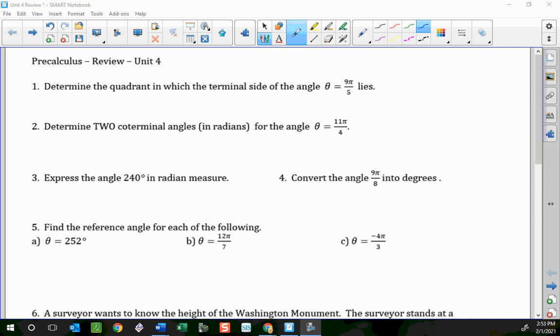So number 1 says, determine the quadrant in which the terminal side of this angle lies. So there's a couple ways to think of this. 9 pi over 5.